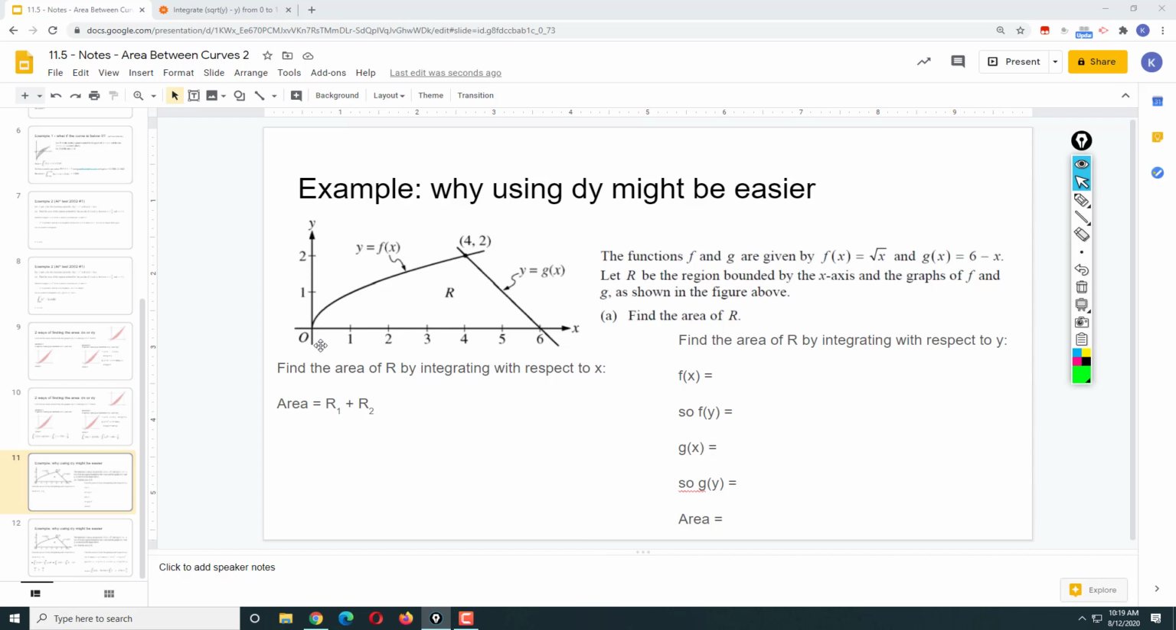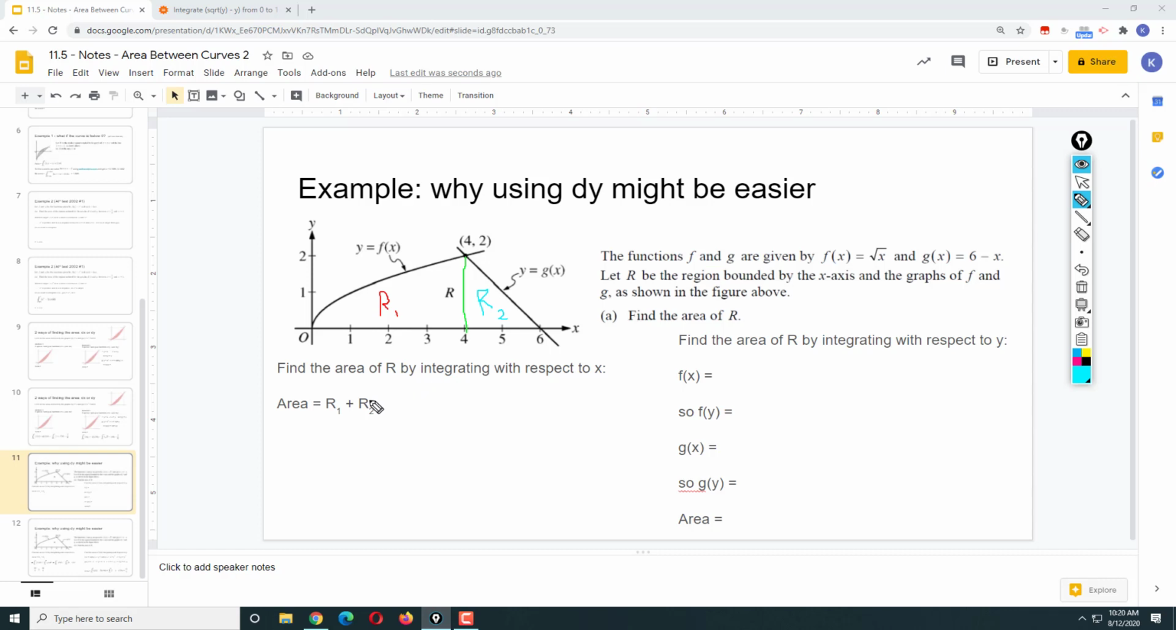We have two lines. The hard part is that from x equals 0 to x equals 4, area R is bounded by 0 and f of x. I'm going to call this area R1. Let's use different colors. So this is R1. And from x equals 4 to x equals 6, the area is bounded by 0 and g of x. I'm going to call this area R2.